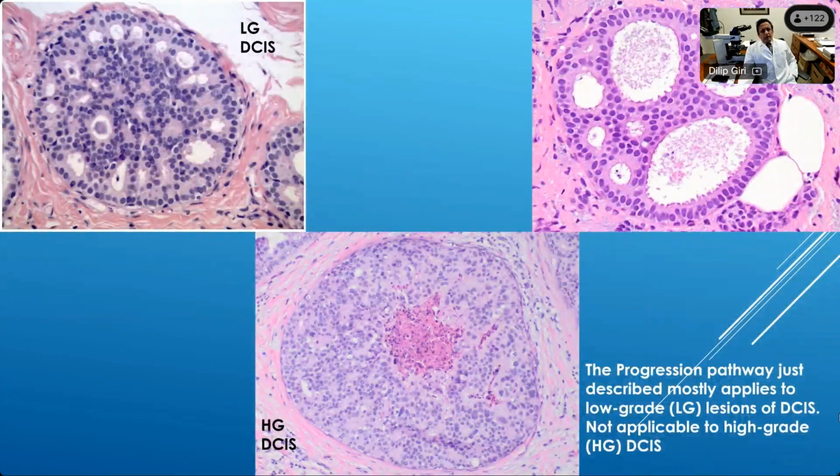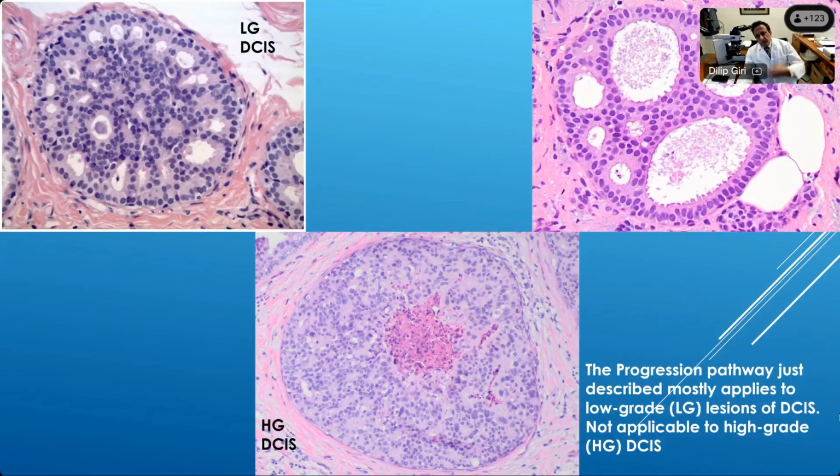So again, low-grade DCIS, higher grade DCIS, the cytologic atypia will be very different. These nuclei will become larger, they will become more hyperchromatic, there will be variations in the size. Oftentimes you will see necrosis with high-grade DCIS. So this is a different animal altogether. And how this is managed is also very different from how low-grade DCIS is managed.